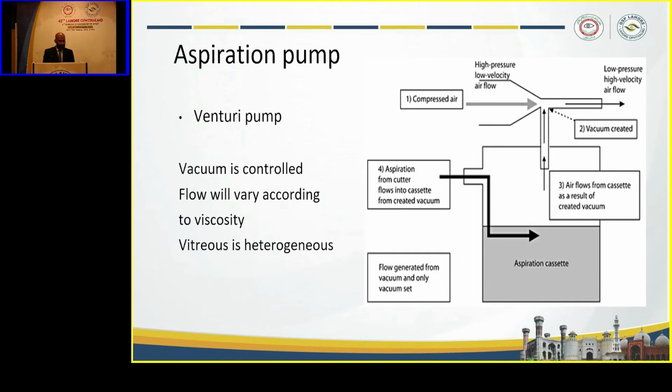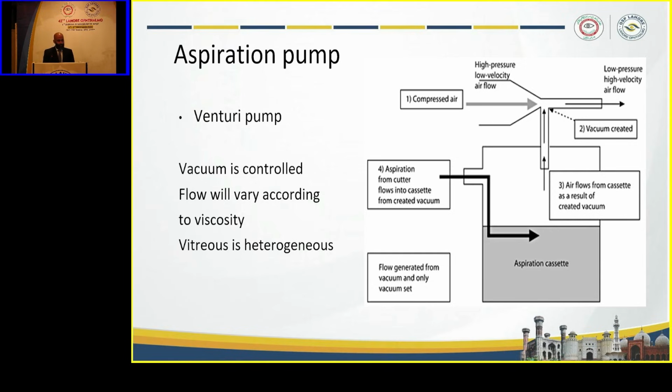For the aspiration pumps, we have two different types of pumps. A Venturi pump, which is a vacuum-based pump. As you can see in the diagram, compressed air is sent through the tubing and a vacuum is created, which allows aspiration from the cutter into the cassette and the bottle. The flow is variable according to the viscosity of the aspirating substance.